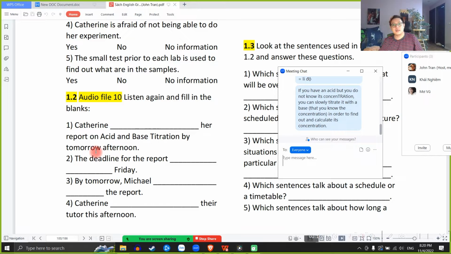Number 2, the deadline for the report is something on Friday.